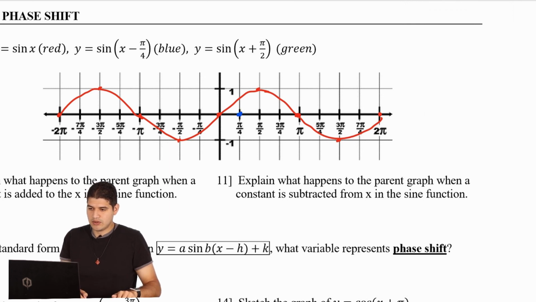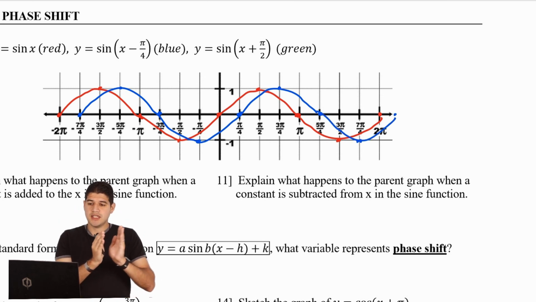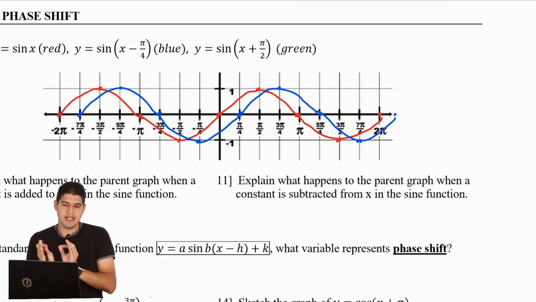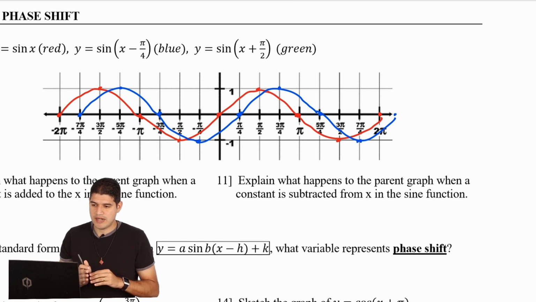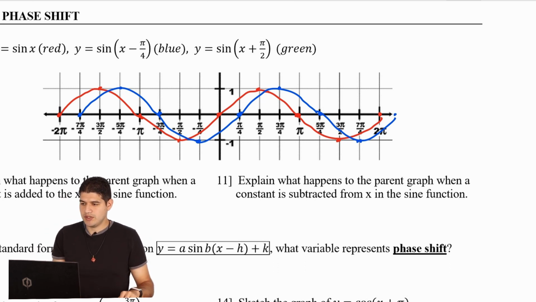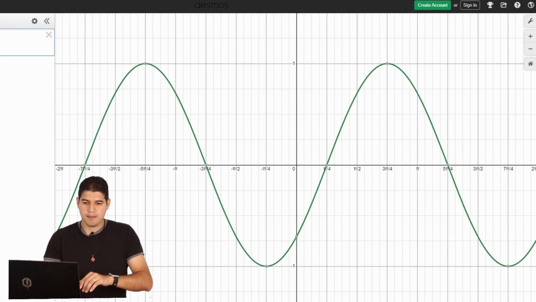So everything got shifted to the right by pi over 4. This one is shifted to the right by pi over 4, this one to the right, and so on and so forth. So there it is, everything got shifted to the right just a tiny bit, by that pi over 4 value. Our next one, in green, we're going to add pi over 2.